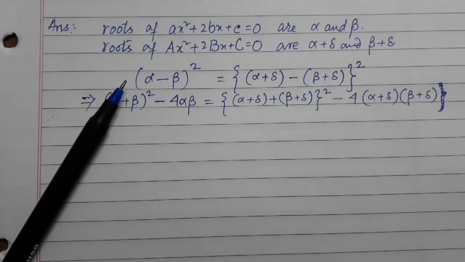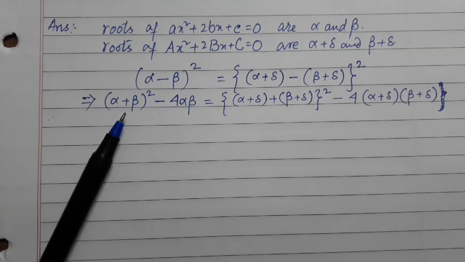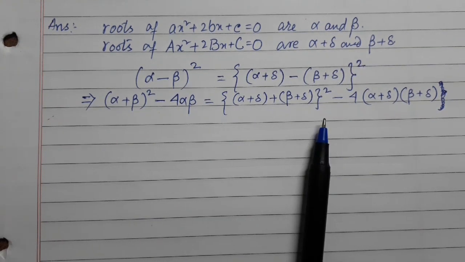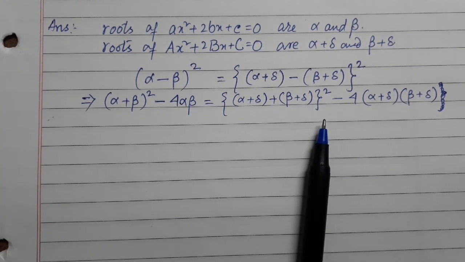Now we can write alpha minus beta whole square as alpha plus beta whole square minus 4 alpha beta, since it is a formula, and by the same formula we can write this term as this, that is alpha plus delta plus beta plus delta whole square minus 4 into alpha plus delta into beta plus delta.